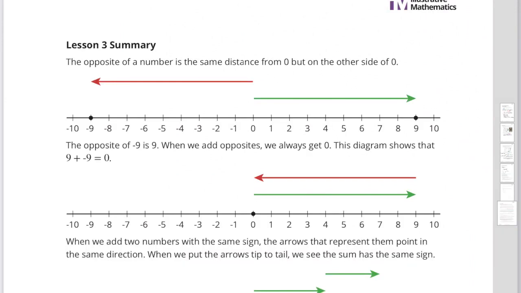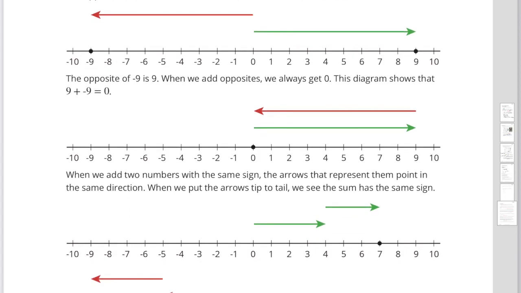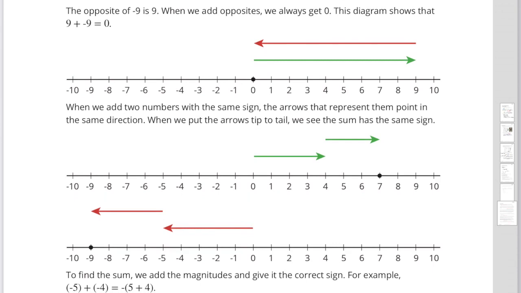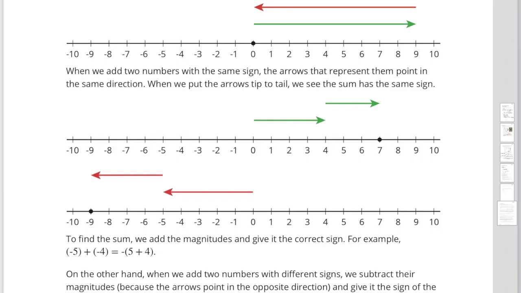Lesson 3 summary. So the opposite of a number is the same distance from 0, but on the other side of 0. So the opposite of positive 9 is negative 9, and the opposite of negative 9 is positive 9. When we add opposites, we always get 0. When we add two numbers with the same sign, the arrows that represent them point in the same direction. Therefore, the sum will have the same sign, whether it's positive or negative.